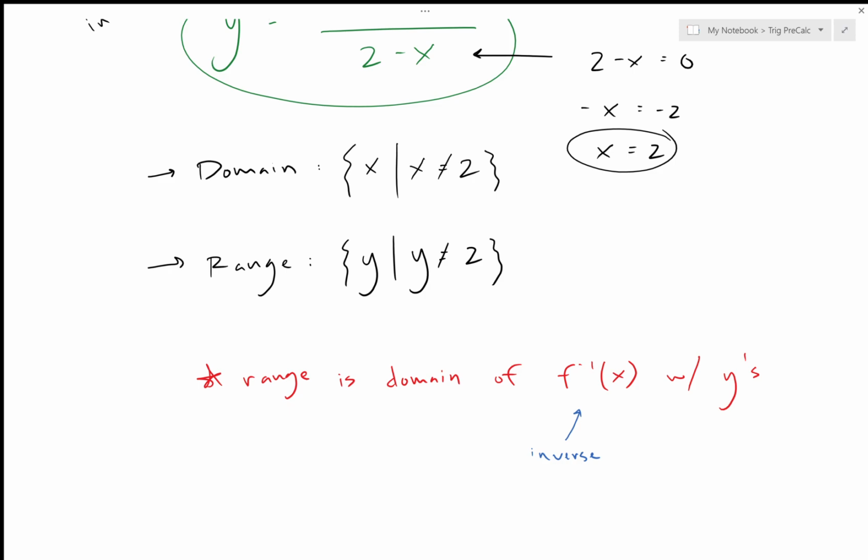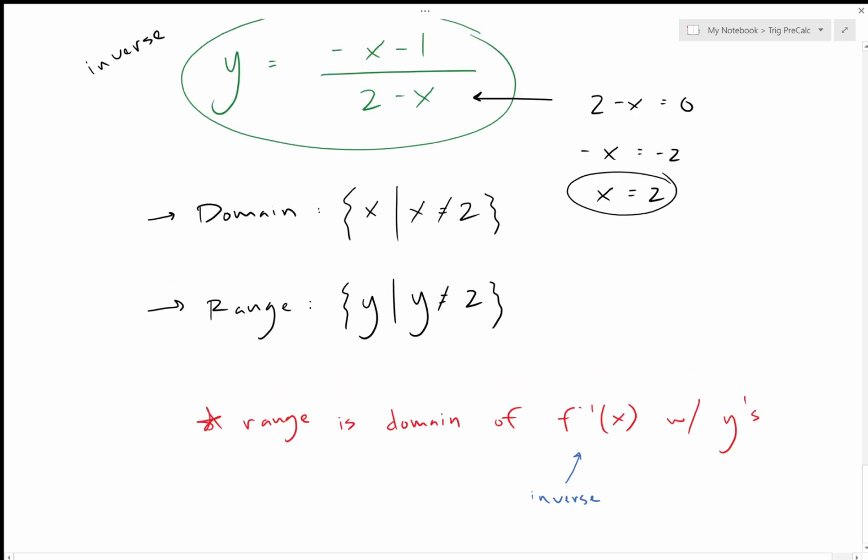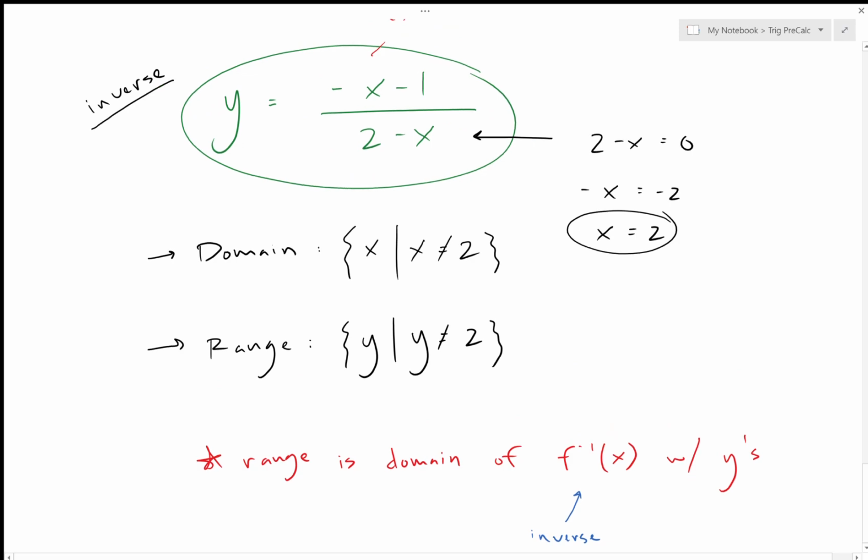But again, I'm more focused on us being able to get the actual inverse function. Domain and range kind of fall into place because we reviewed that stuff before. Alright.